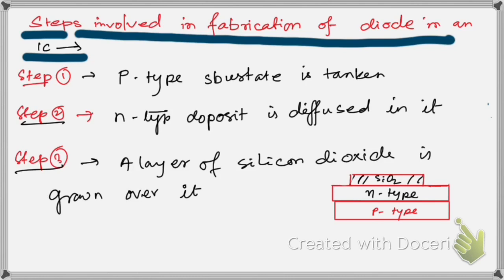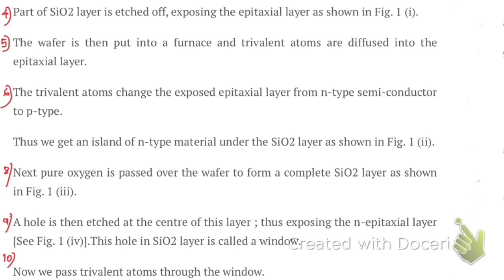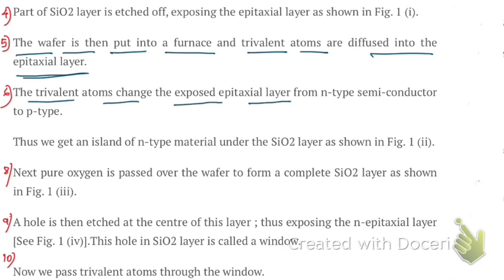And these two regions are exposed. Okay, right. Then what is the next step? Then you see, the wafer is then put into a furnace and trivalent atoms are diffused into the epitaxial layer. The trivalent atoms change the exposed epitaxial layer from n-type semiconductor to p-type.